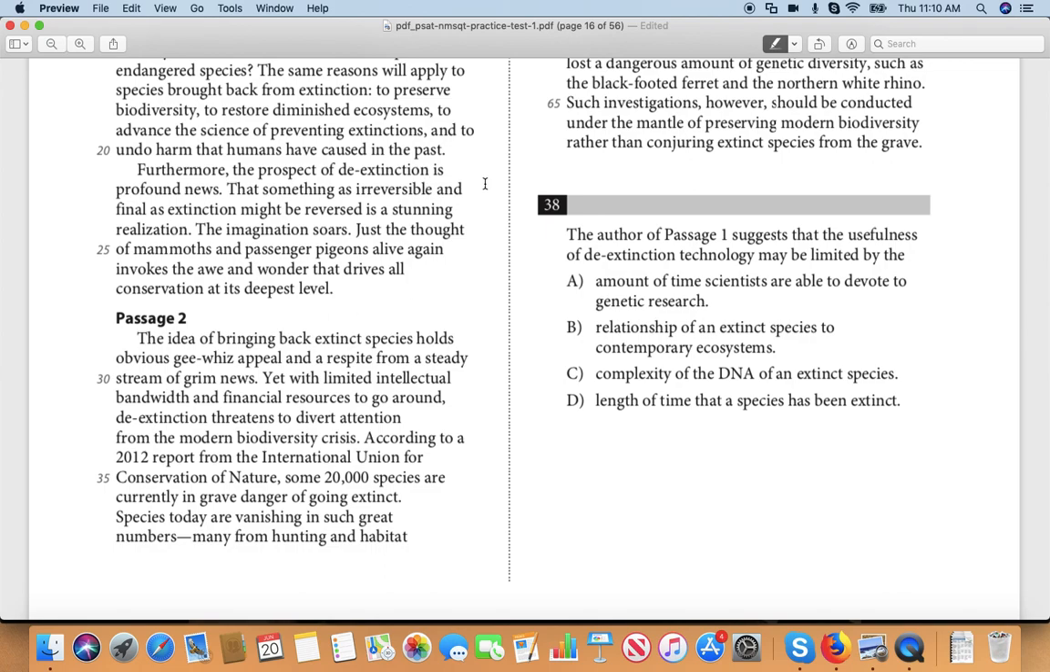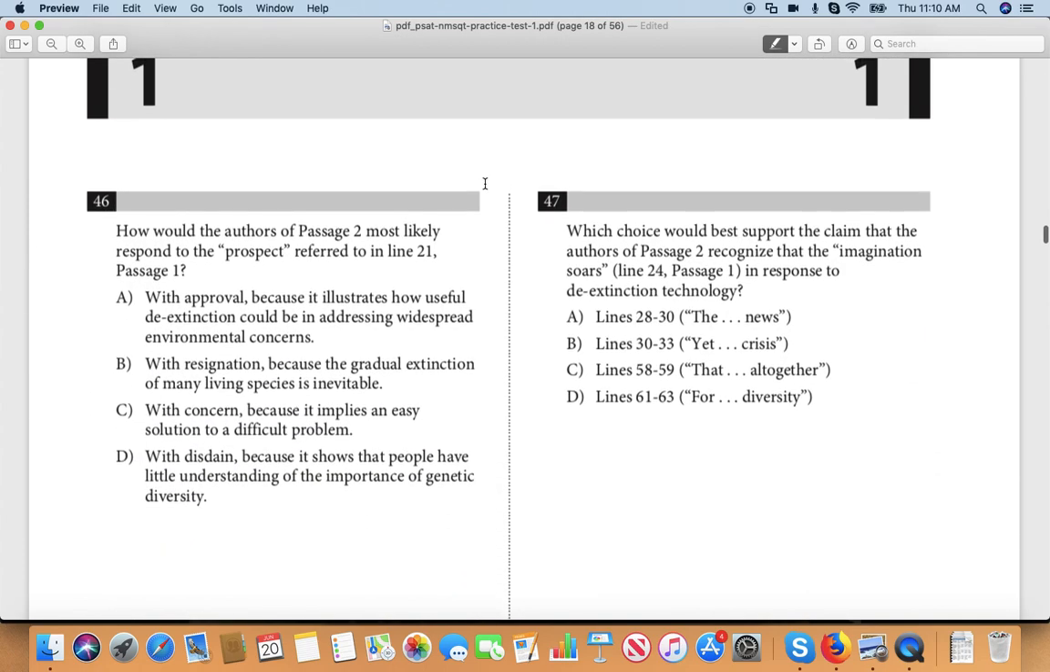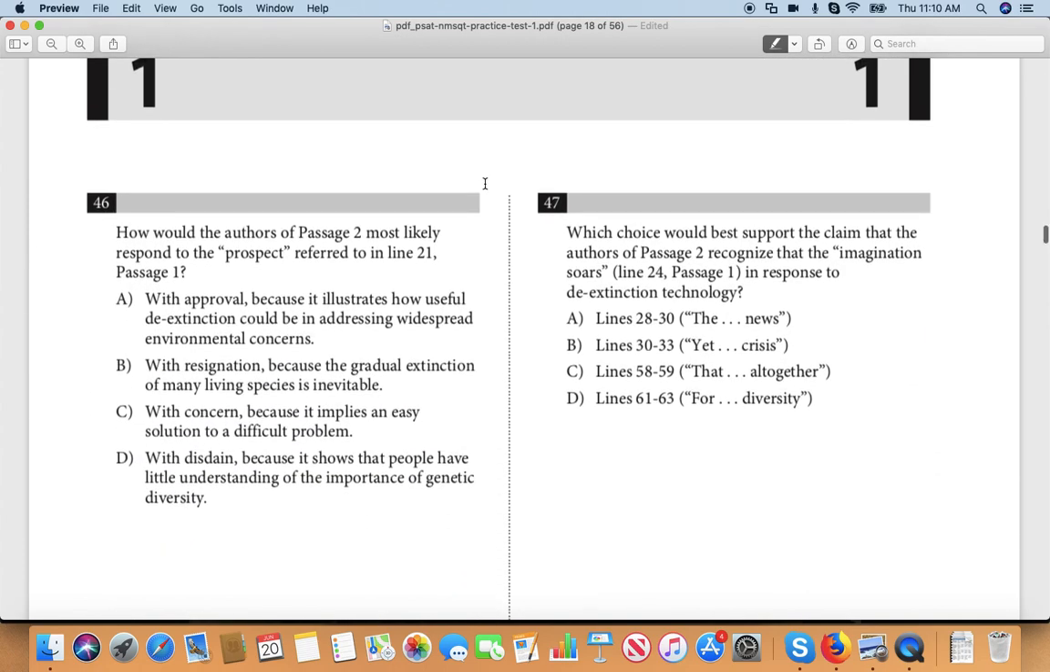It doesn't sound like they're in favor of it. They're like, yes, they're in favor, but they don't want people to do it. I get what you're saying. They're like, it's nice. It's really cool. But man, we've got species that are dying right now. We can't focus on the mammoth. We've got to take care of the tigers, right? So I don't think they're big fans. And that's what the question asks: how would the authors of Passage 2 most likely respond to the prospect of de-extinction technology?